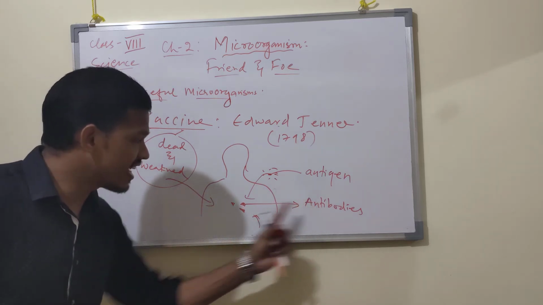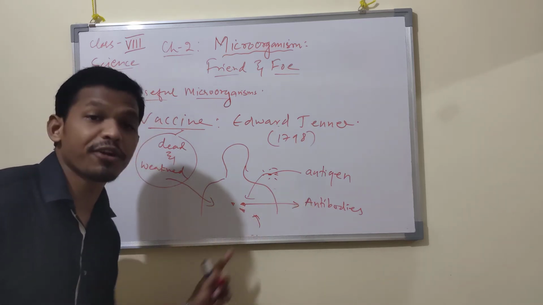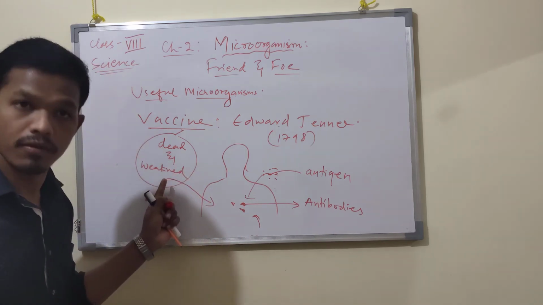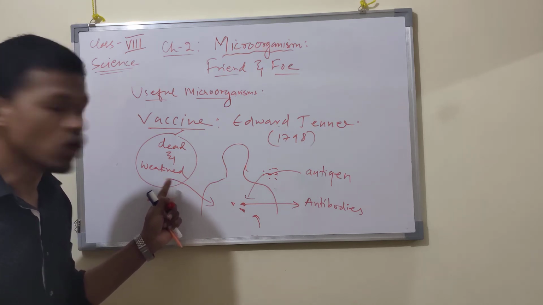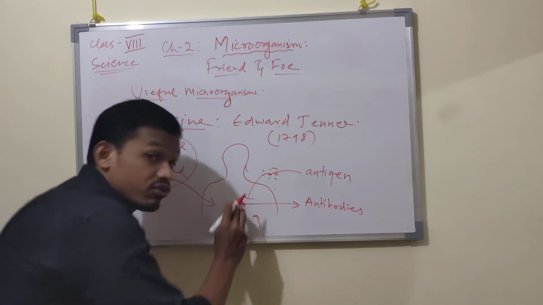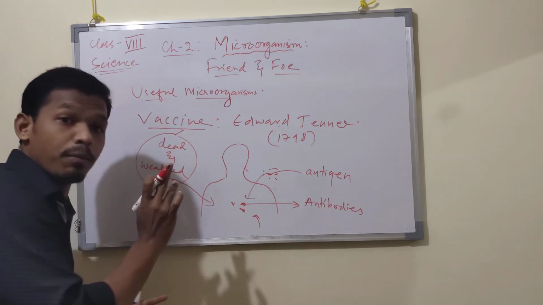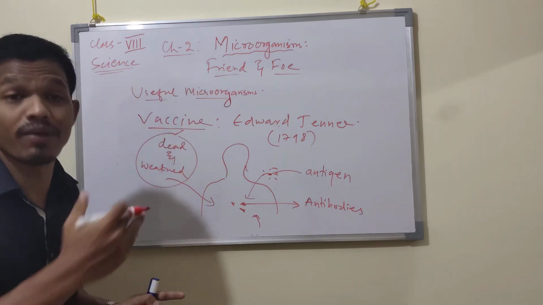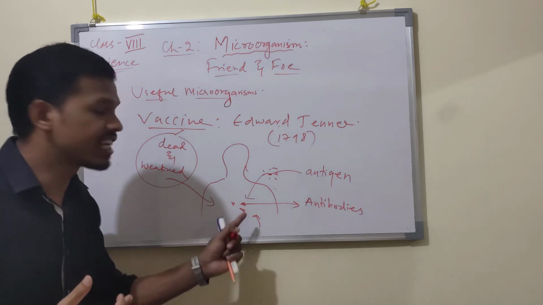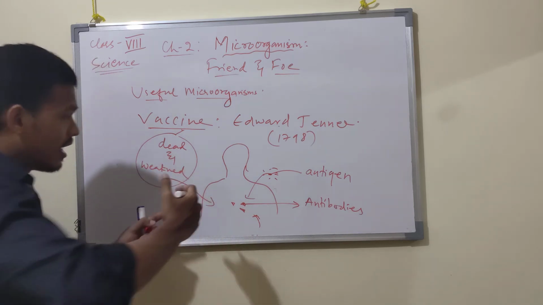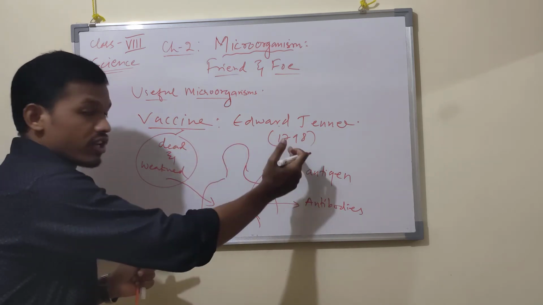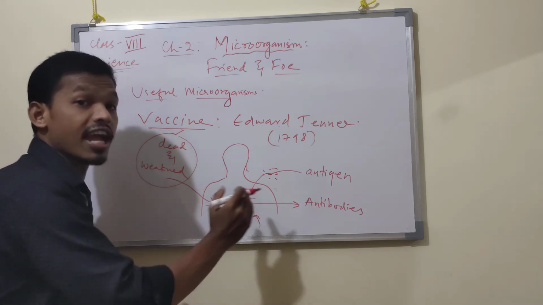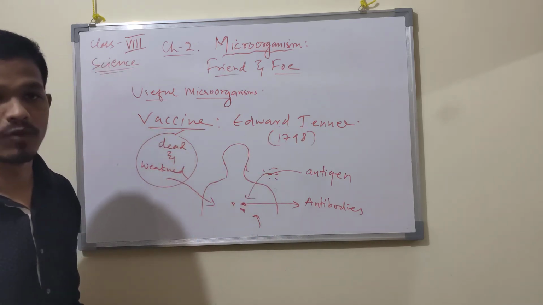So in that case, our body will produce antibodies which will fight against these dead and weakened microorganisms. Those antibodies will stay for several days, several years, or even a lifetime. So if the same type of microorganisms enter into our body, then our antibodies will activate and they will fight.